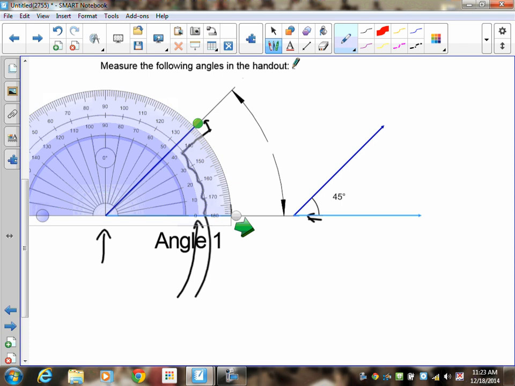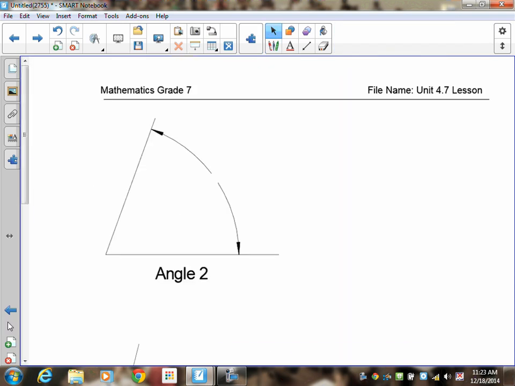So what I want you to do now is you'll notice on the next page there's another angle here. I want you to take a second and measure this angle, and then I will measure it with the protractor and you can compare the angles and see how well you did. So go ahead and do that right now.